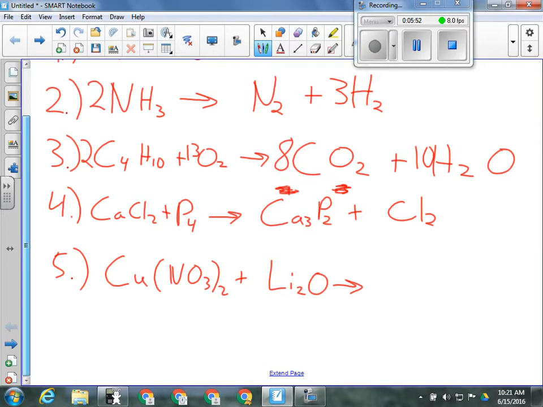Now I need to balance the entire reaction. I've got 4 phosphorus on this side and 2 over here. What's the lowest common multiple of 4 and 2? Well, 4, yes, is the lowest common multiple. So if I put a 2 here, that gives me 4 phosphorus on that side. How many calcium does it give me? 6. So I go over here and put a 6 there. 6 times 2 is 12, so I've got 12 chlorines, and that should take care of everything.